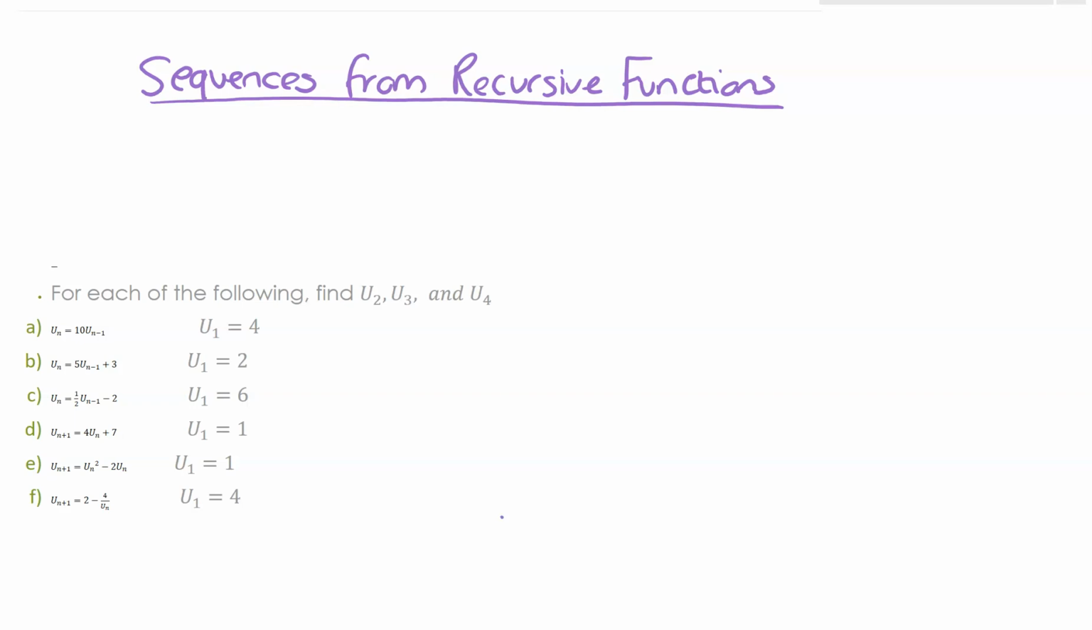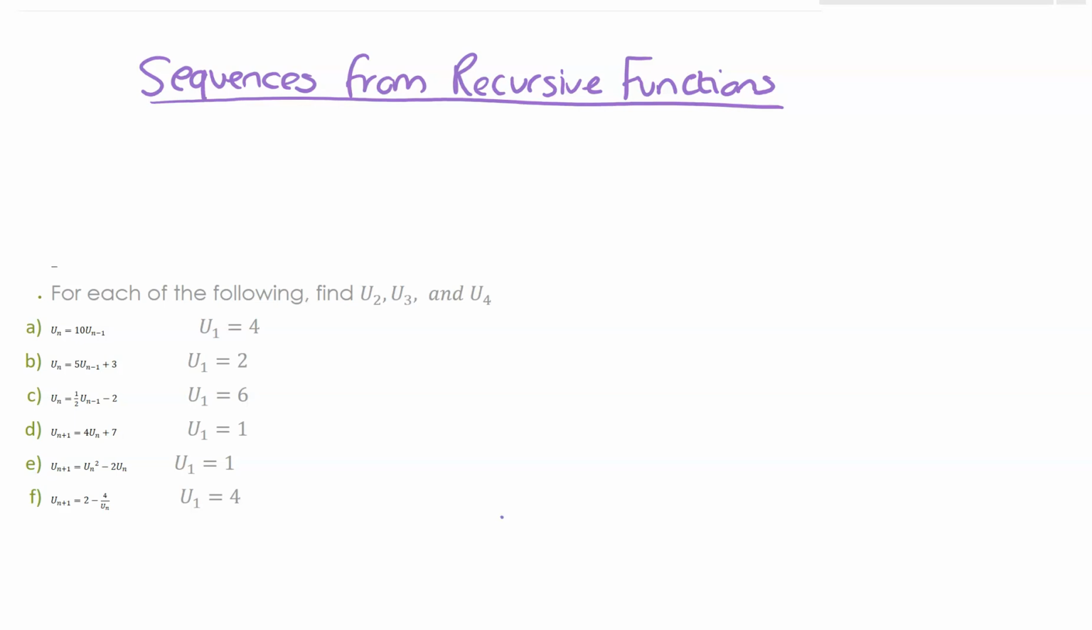This one is about sequences from recursive functions or recursive definitions. It sounds an awful lot worse than it is. It's basically kind of like a term-to-term rule written with some algebra, with some subscripts and things like that. So you might see there's one of two ways they can write it. Now the typical ones are going to be U's.